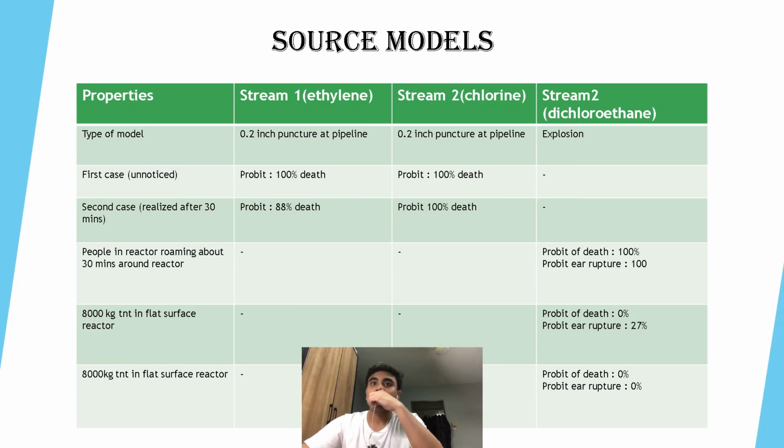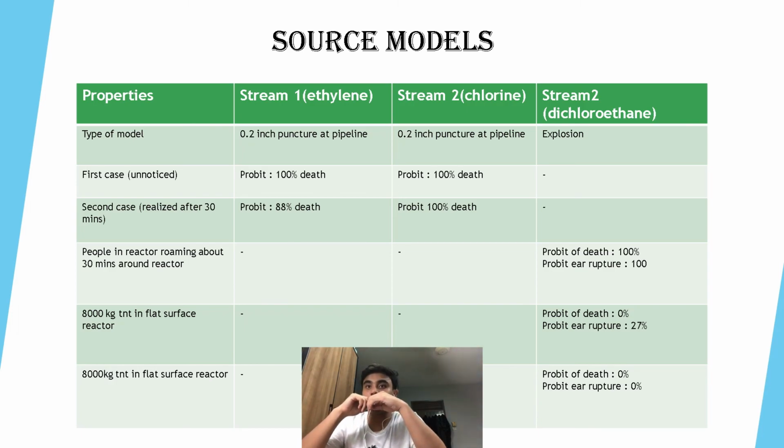For the third stream, which is the product stream, dichloroethane, three situations have been introduced to know the worst case scenario if explosion happens. For the first situation, an assumption has been made that people in the reactor are roaming around it, around 30 meters, and the probit for lung hemorrhage and eardrum rupture is 100%, which means all 20 operators will die. Meanwhile, for the second situation, we assume that 8,000 kg of TNT is contained by the reactor, and the reactor is a flat surface.